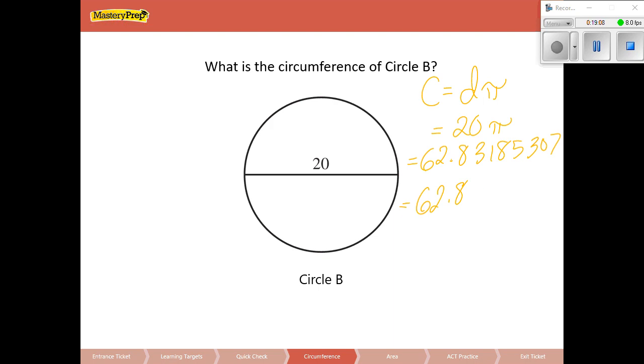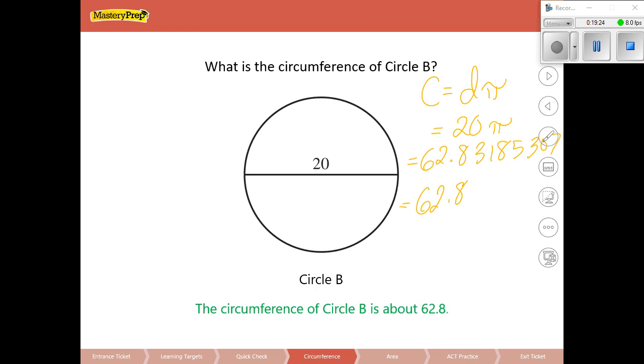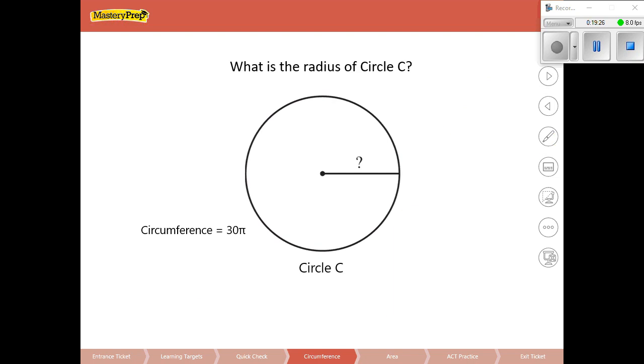So really, for the first 20 numbers, it's not going to be too big of a difference between pi and 3.14. Any questions on this here? All right. Let's look at the last one. Here, what is the radius?